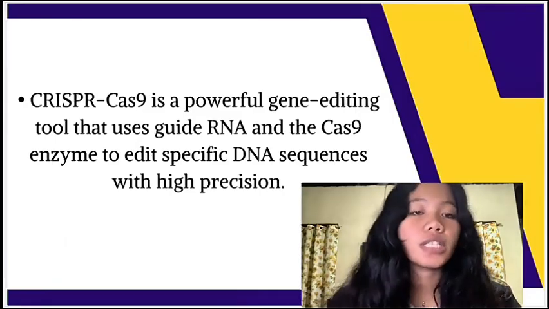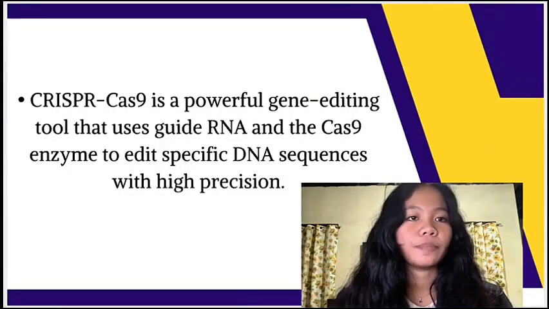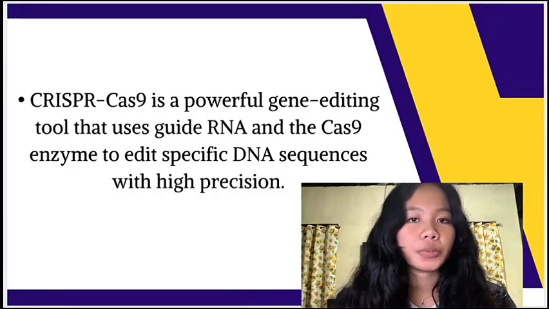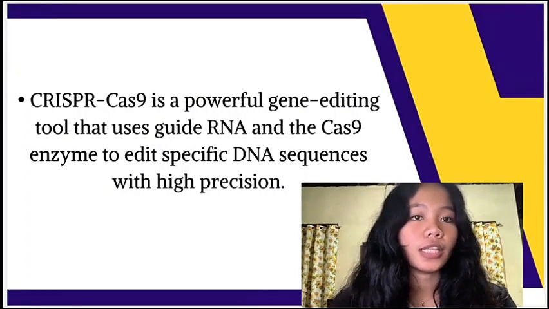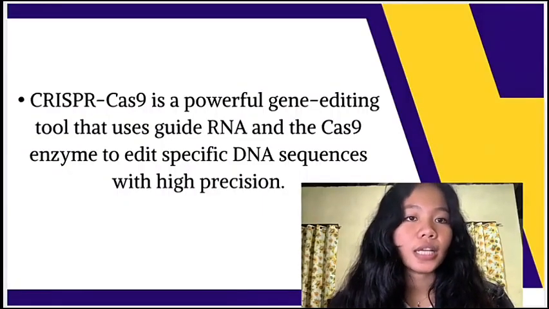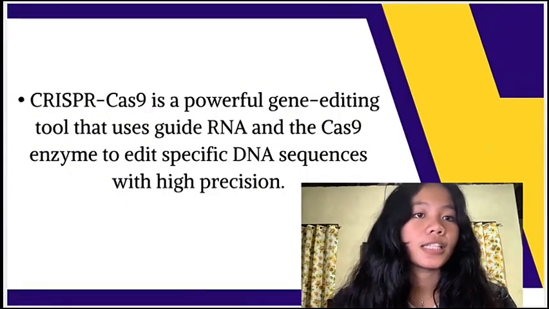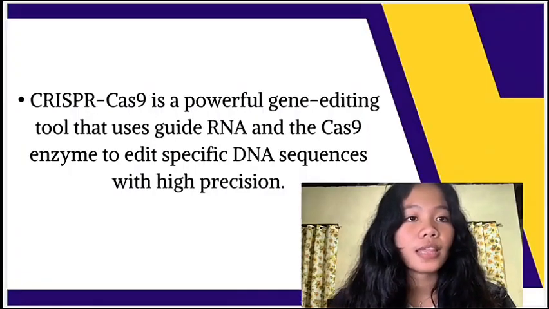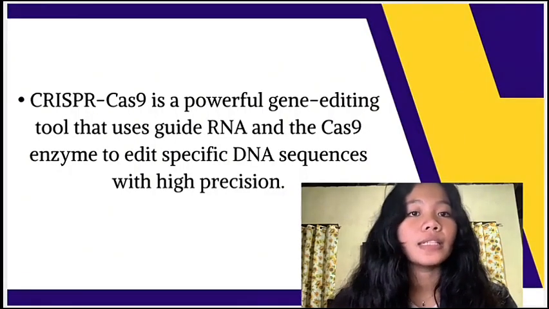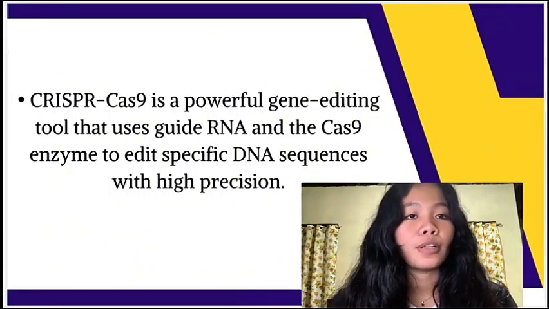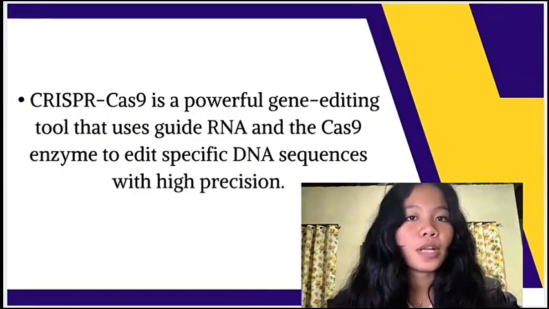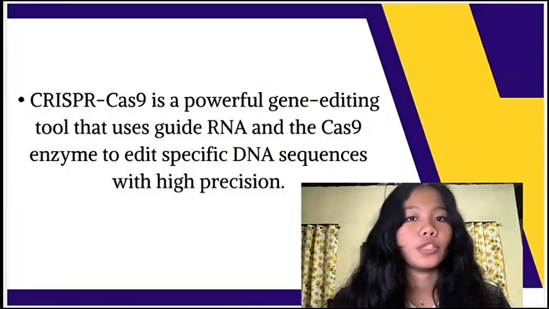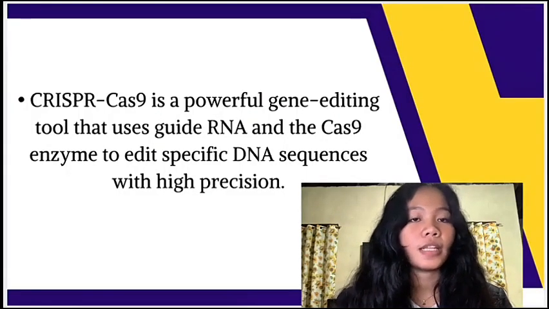A major focus of our discussion was CRISPR-Cas9 technology. CRISPR is a highly accurate gene editing tool where the guide RNA identifies a target DNA sequence and the Cas9 enzyme cuts the DNA at the exact location. This enables scientists to correct genetic errors, insert new genes, or disable harmful ones. Because of its precision and efficiency, CRISPR has revolutionized genetic research and opened new possibilities in medicine and agriculture.